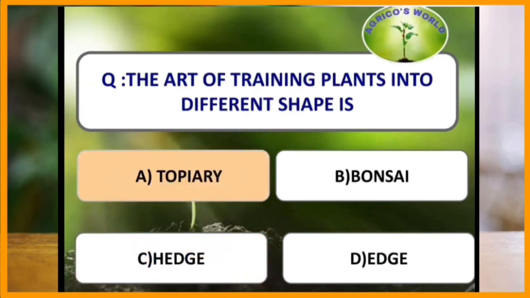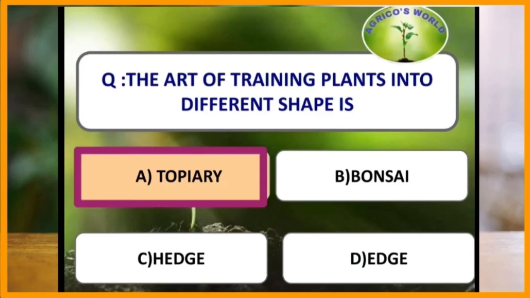What is the art of training plants into different shapes? The art of training plants into different shapes is known as topiary, and the plants which are used in topiary are evergreen. The best plant for topiary is Clerodendron inerme.